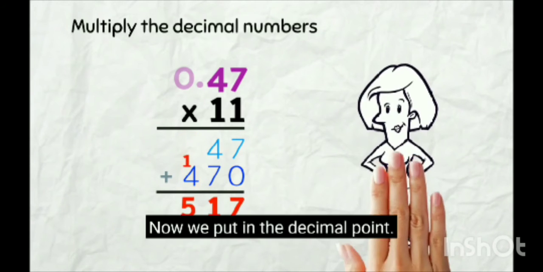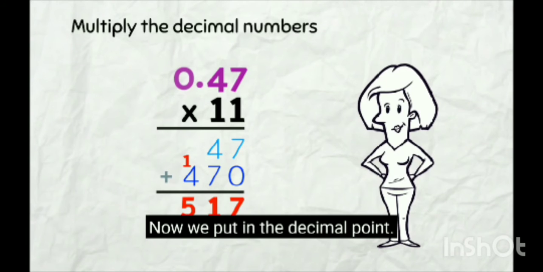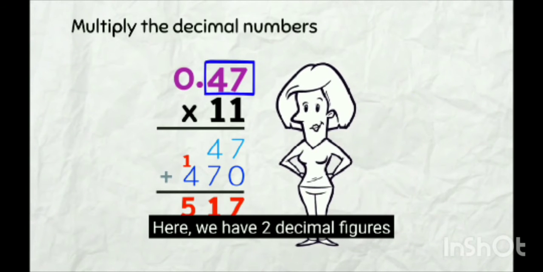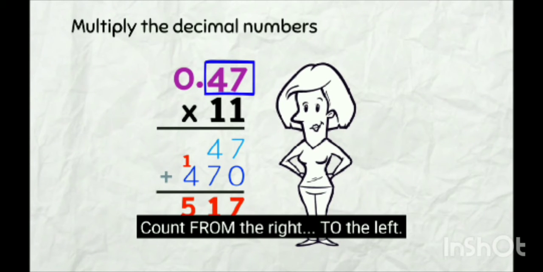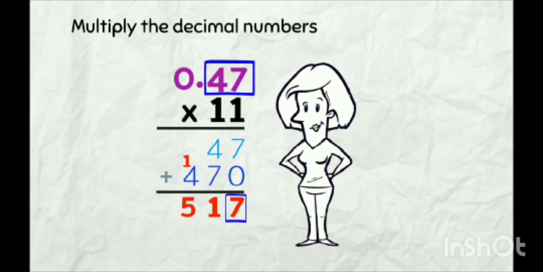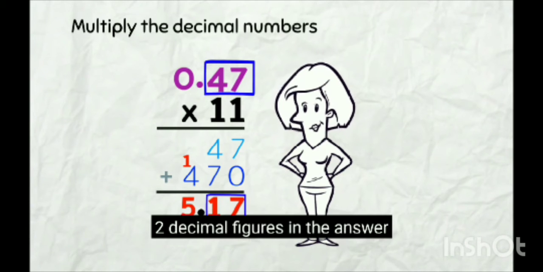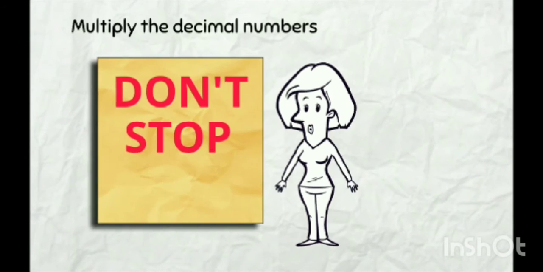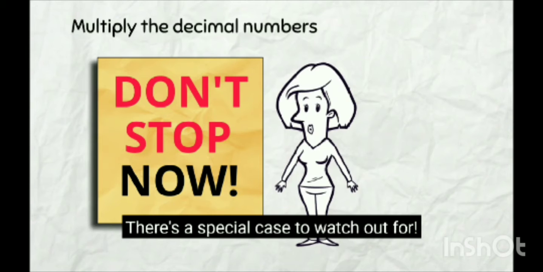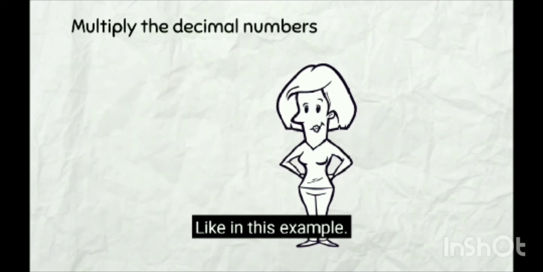517. Now we put in the decimal point. Here we have 2 decimal figures, so we need 2 decimal figures in the answer. Count from the right to the left. 1, 2, and there it is. 5.17. 2 decimal figures in the answer, all done. Pretty simple, right? Don't stop now though, because there's a special case to watch out for, like in this example.